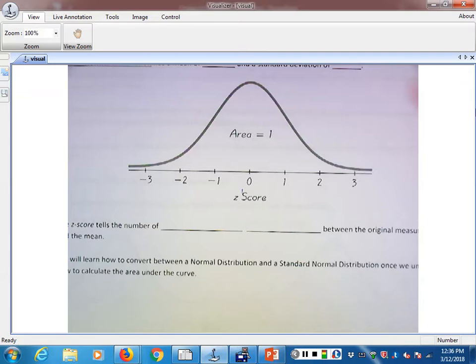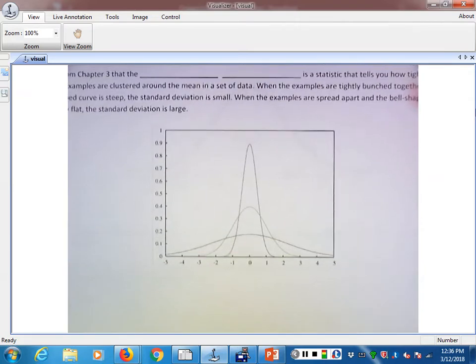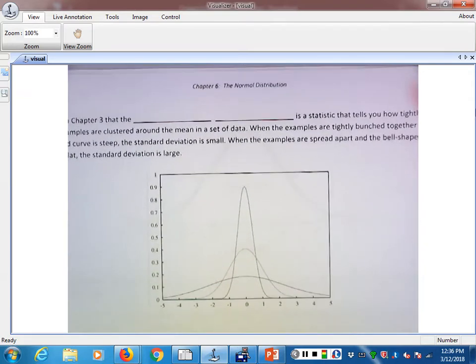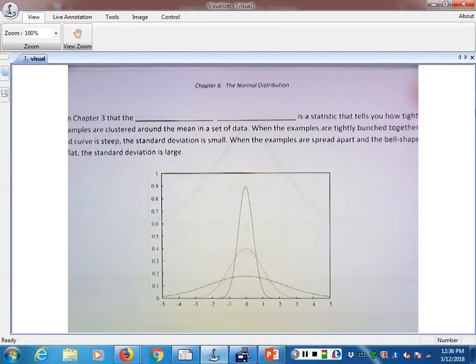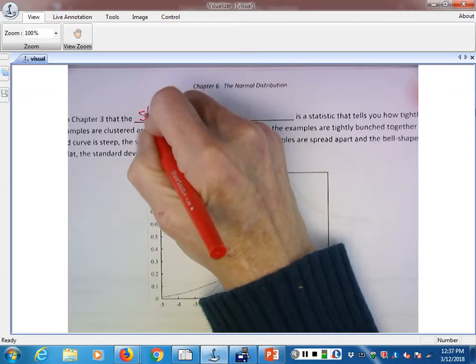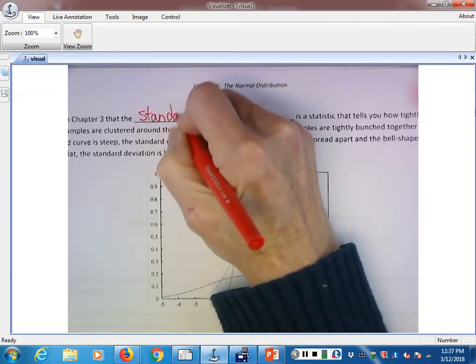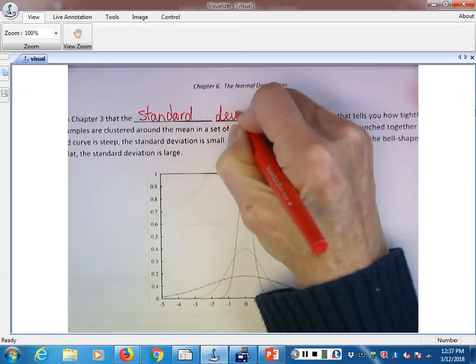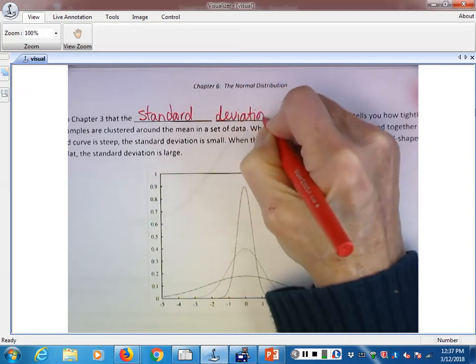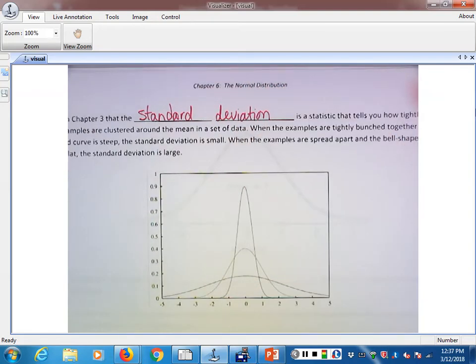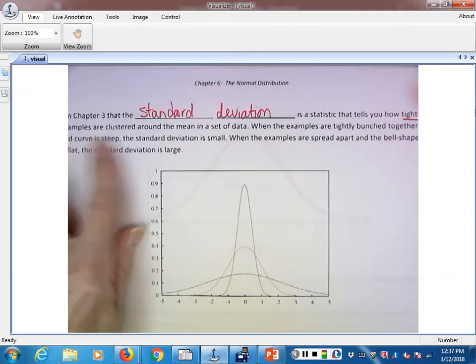Before I talk about the standard normal, which is next in your notes, I'm not sure, this is a little earlier in your notes, but there's not a PowerPoint slide for it. So I wanted to talk to you about this right now. Remember from chapter 3, this is important, that the standard deviation is a statistic that tells you how tightly all the various examples are clustered around the mean.